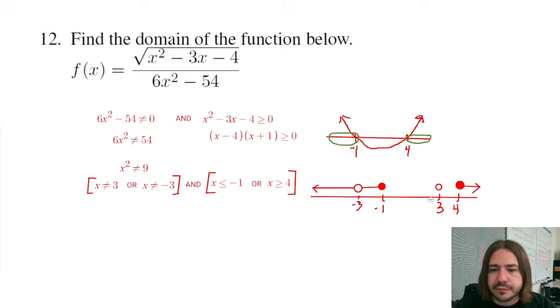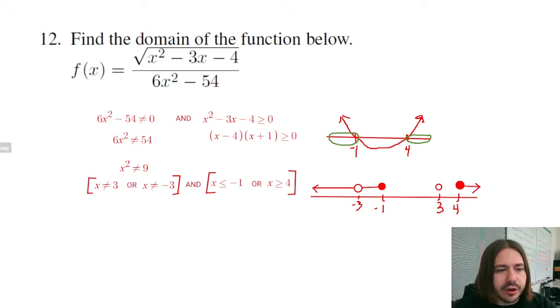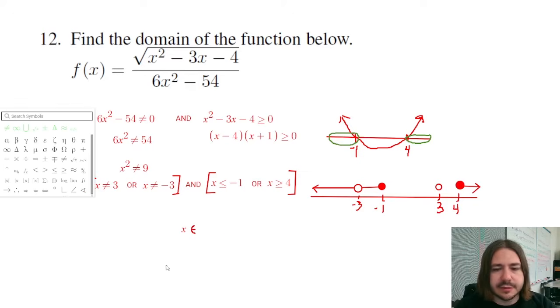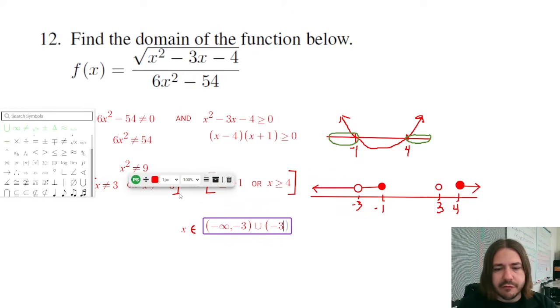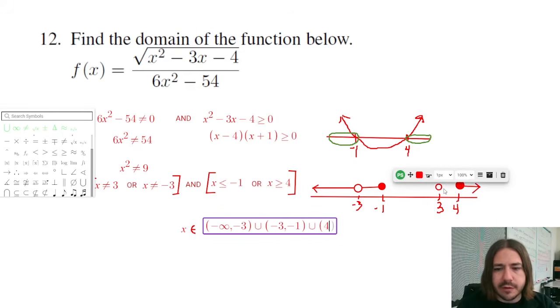So here's our final solution set. That's what it looks like graphed as a number line. But if we're going to write this as just one complete set, we'll say x could be any value, or is an element of the set, from negative infinity to negative 3. Then we have that little hole at negative 3, so we'll use the union symbol here. And then from negative 3 to negative 1, close that off. And then one more union symbol to grab that last set, which is going to be from 4 to infinity.